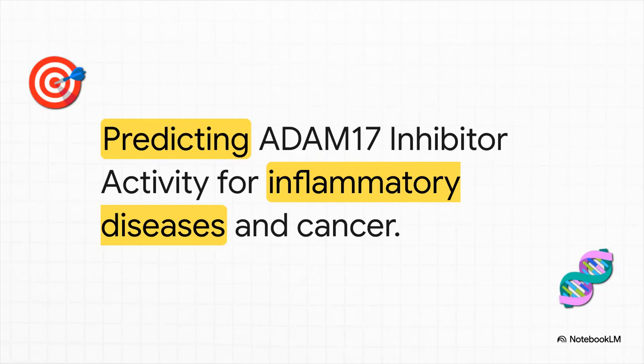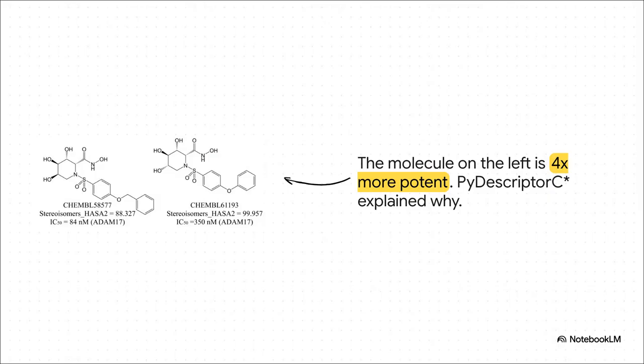Now, to prove this wasn't just a lucky guess, the team threw a totally different problem at it. A set of ADAM17 inhibitors, which are being studied for things like inflammatory diseases. And what do you know? It happened again. The molecule on the left is over 4 times more potent. This time, a different chirality-aware descriptor was the key. And again, the model correctly figured out why, linking a specific 3D feature to the drop in activity. It decoded the reason behind the cliff.